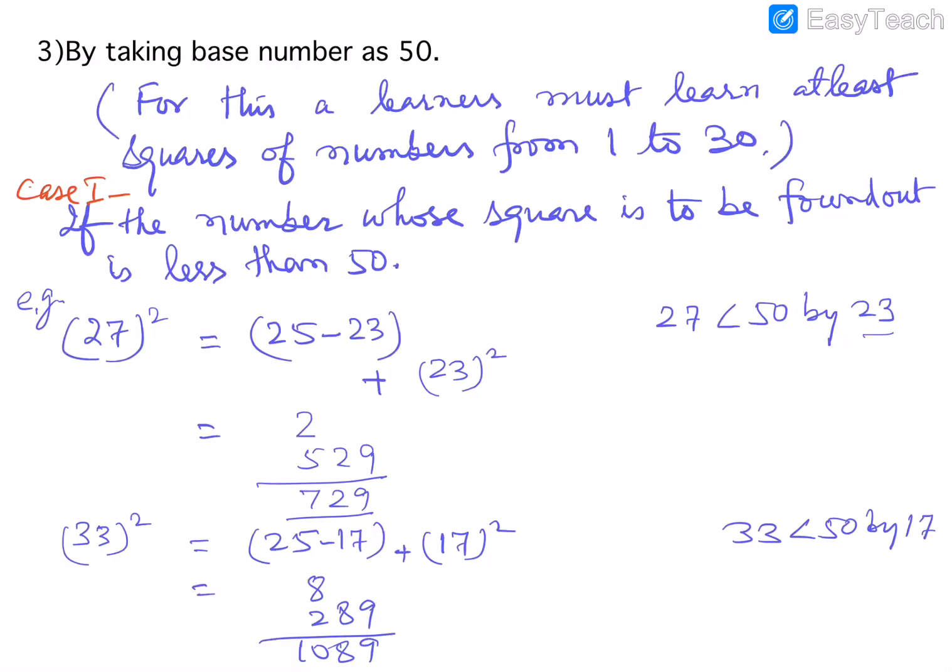In the same way, to find the square of 33: 33 is less than 50 by 17, so we will subtract 17 from 25. 25 minus 17, plus square of 17. This difference is 8 and the square of 17 is 289. So you will write it here and add. So you will get 1089 as the square of 33.